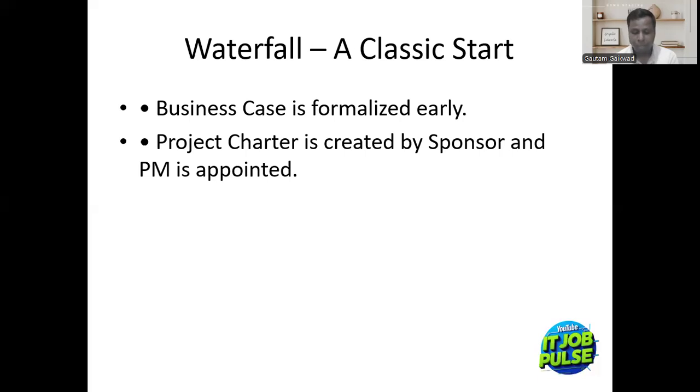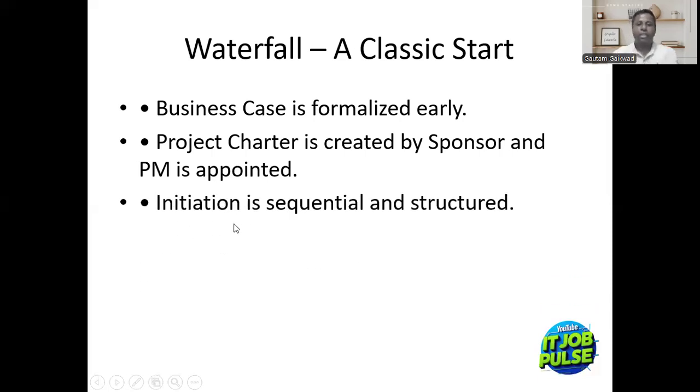And what are the benefits we have? The benefit analysis is the benefits from the point of view of cost: how much cost we are investing and what benefits we are getting out of that cost. That is the cost benefit analysis. And then after that, the benefits management plan. As we have done the benefit analysis, now we need to manage it. That's why the benefits management plan is created. Initiation is sequential and structured. It has to be sequential and structured.